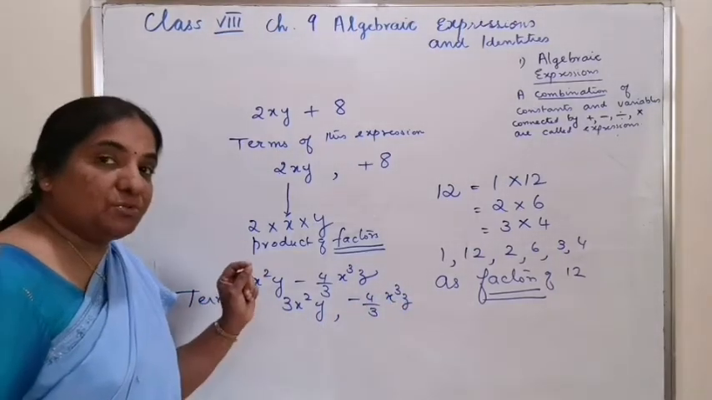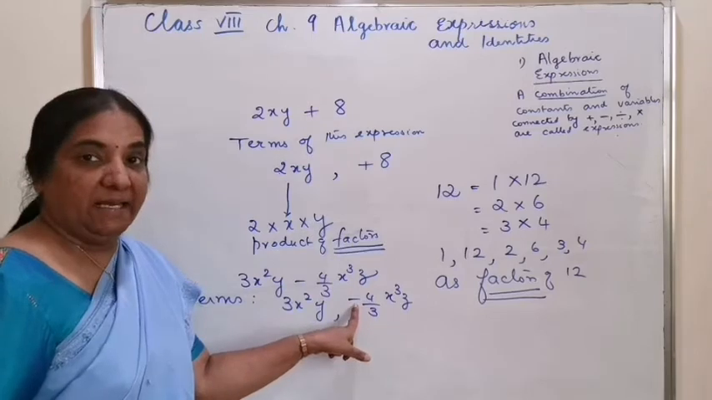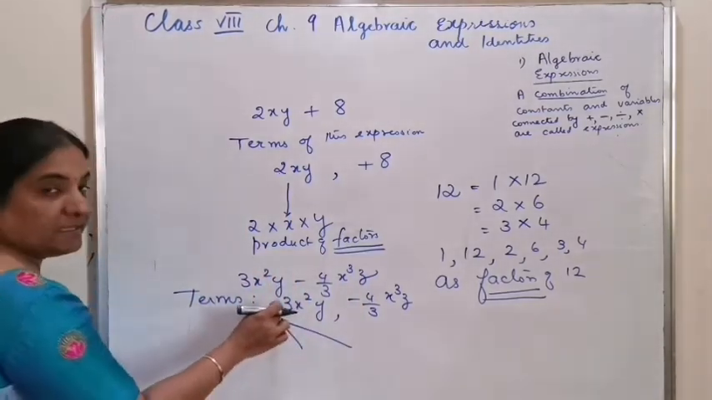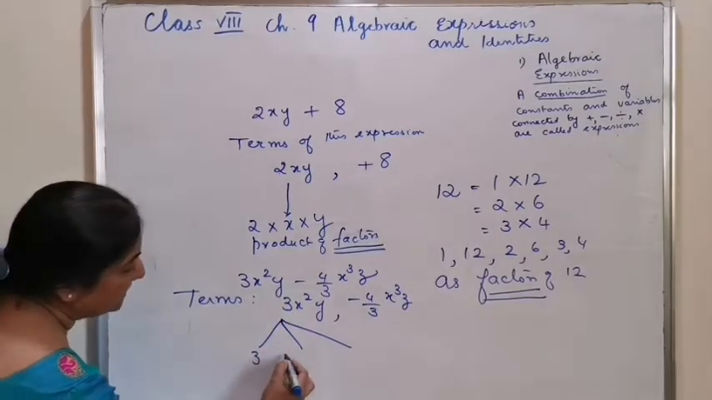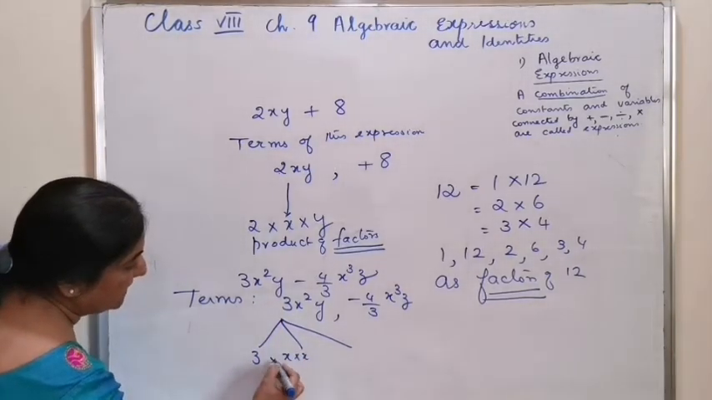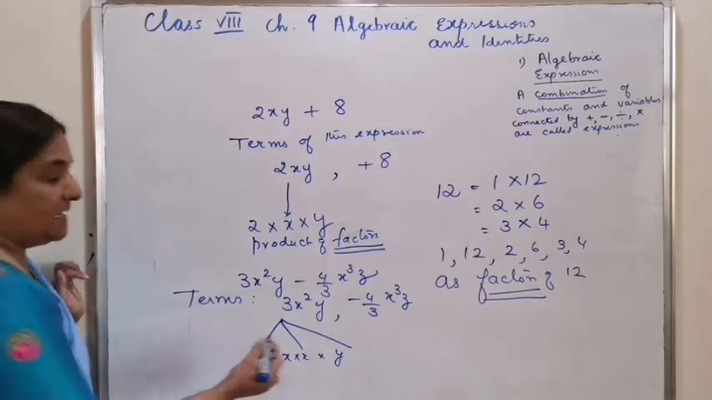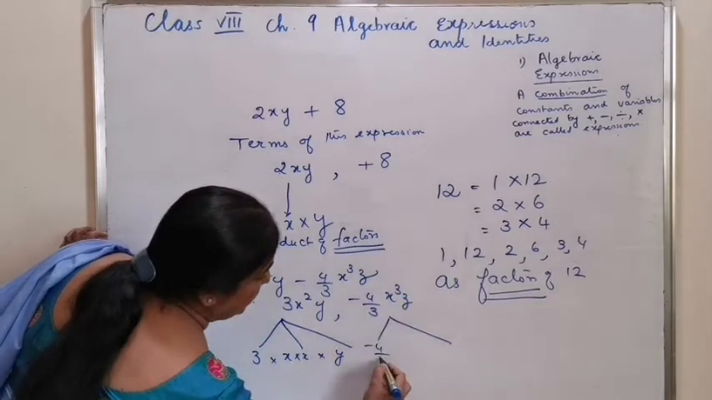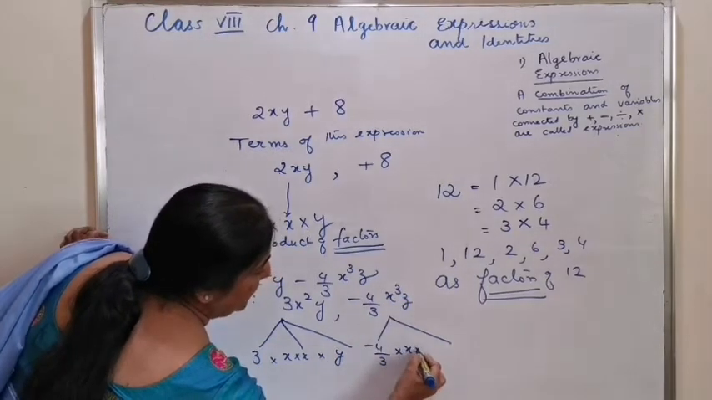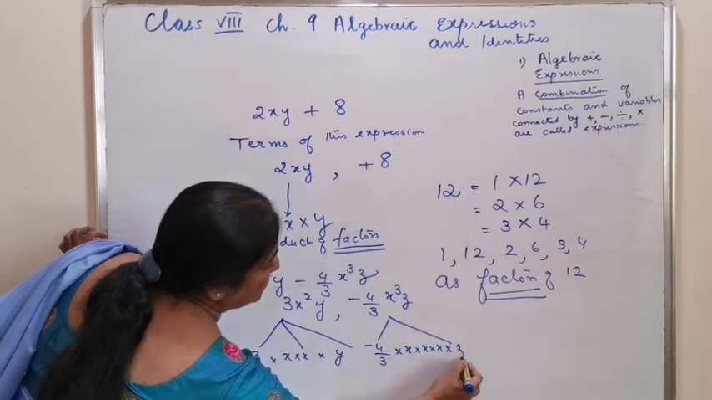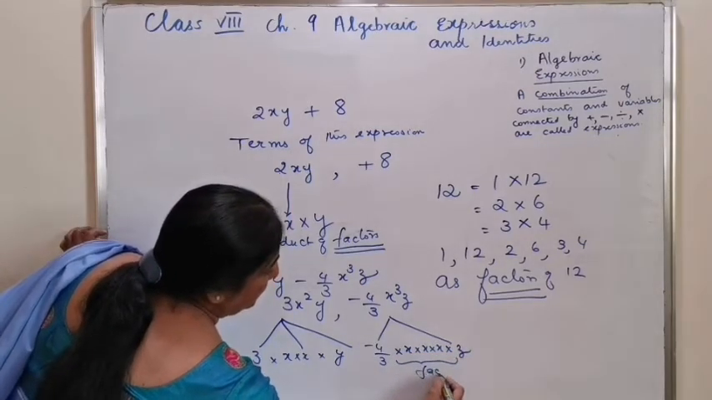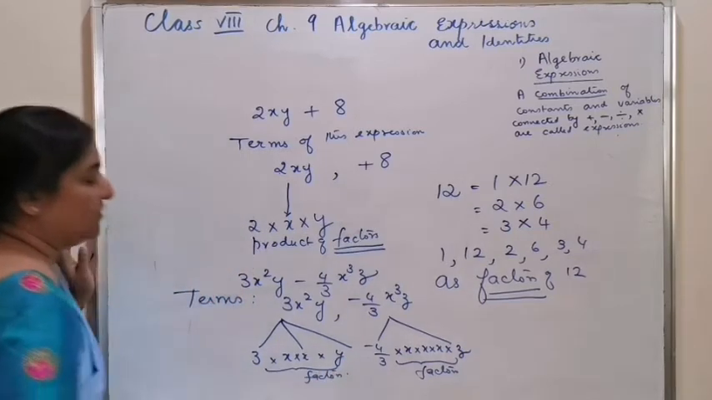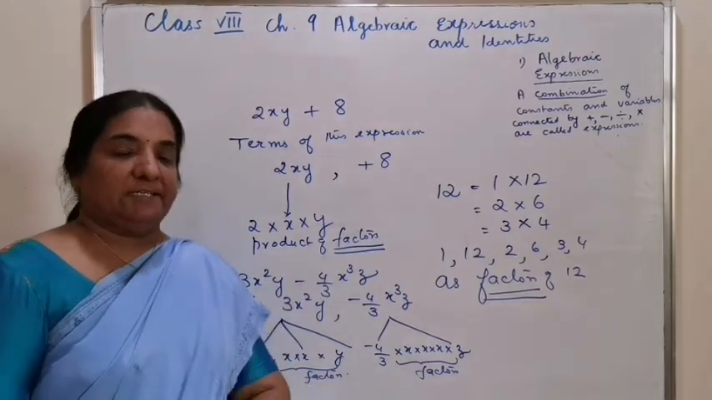The terms you should be writing with the sign. And what are the factors? The factors of 3x square y are 3, x, x and y. Whereas the factors of minus 4 by 3 x cubed z are minus 4 by 3 into x into x into x into z. So, by these examples, you can understand what is the meaning of terms and factors of an algebraic expression.